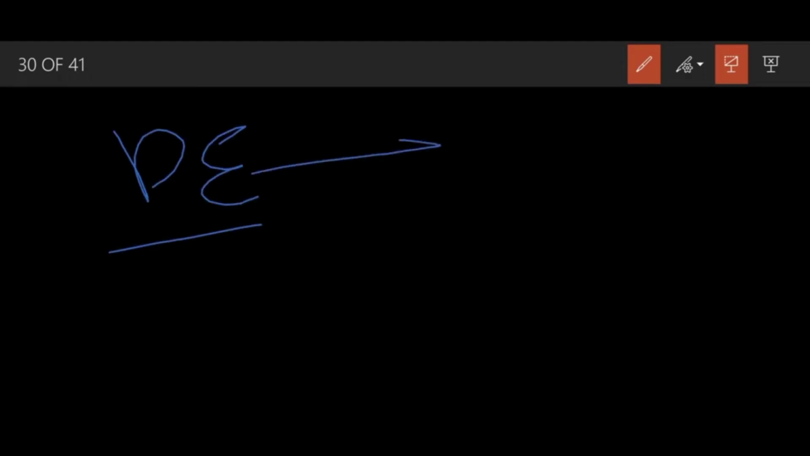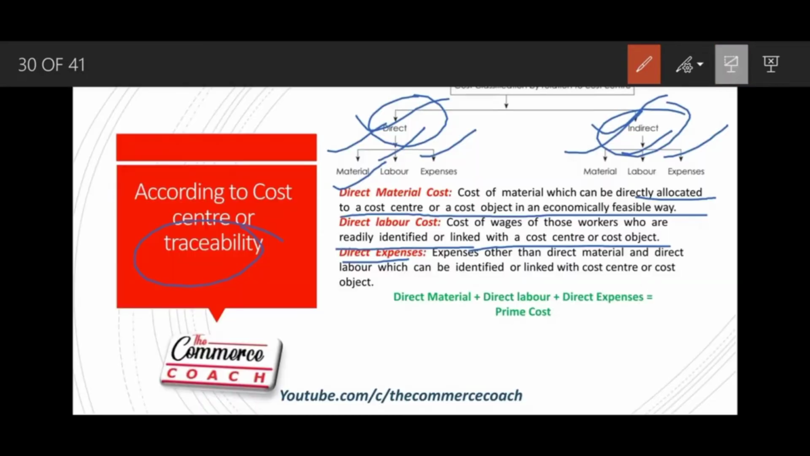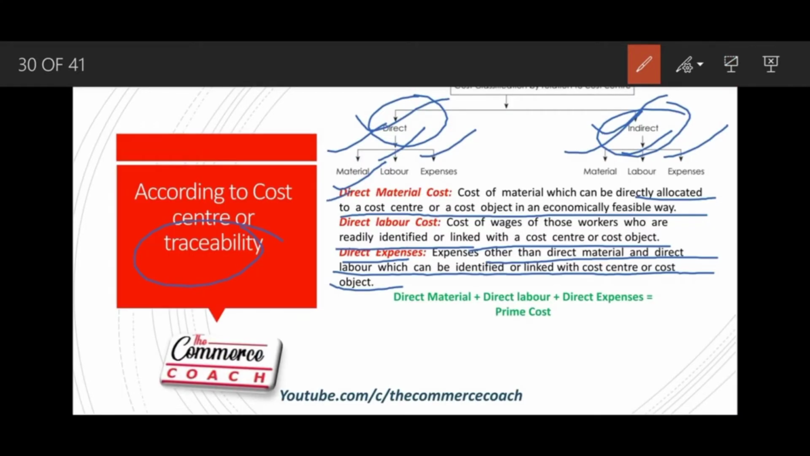Direct expenses: from the very beginning you are learning about direct expenses. In class 11th you have also learned about direct expenses. So what are direct expenses? They are directly associated with the product. Direct expenses are other than direct material and direct labor, and can be identified or linked with the cost center or cost object. So other than the material and labor, if you incur any expense, it is a direct expense.